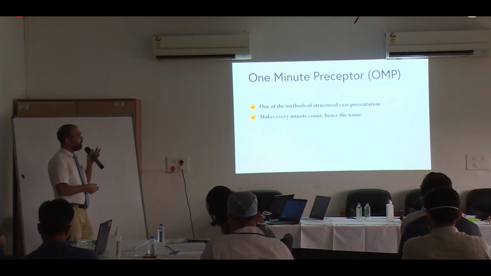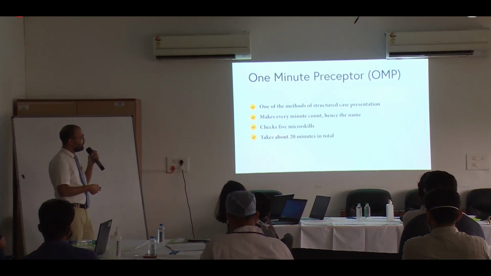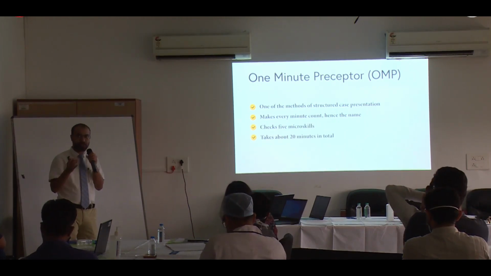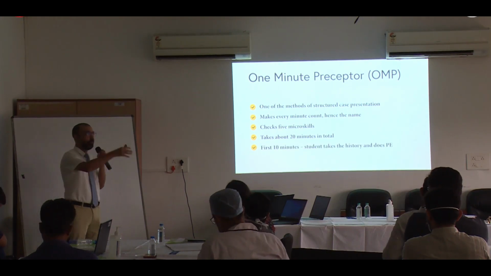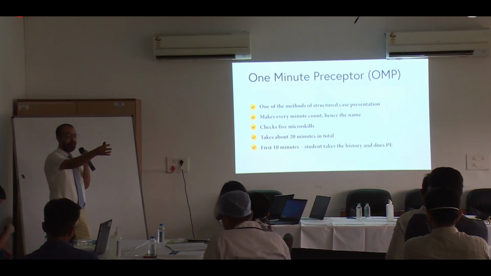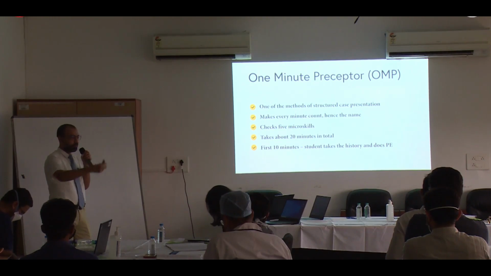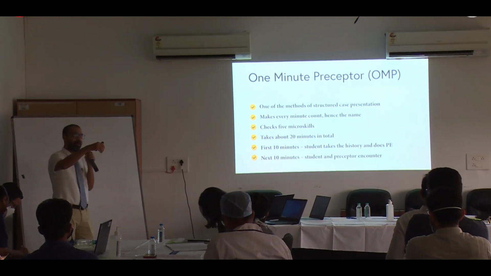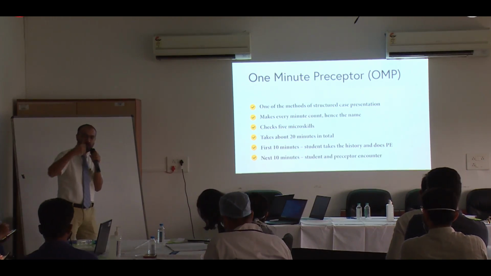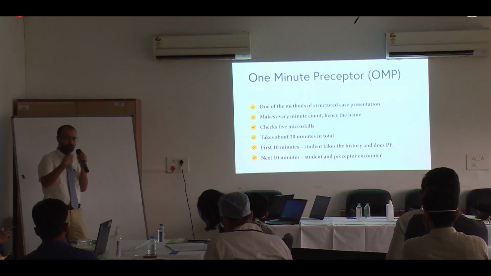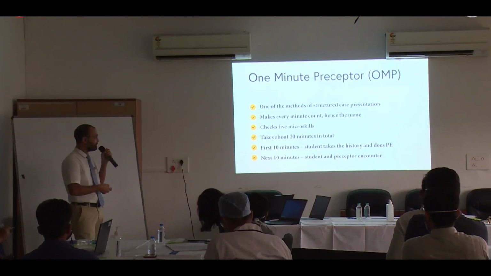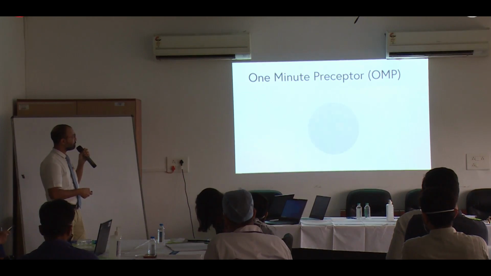It makes every minute count, and that is why it is the name. It checks 5 micro skills, takes about 20 minutes in total. So about 10 minutes where the student will spend time with the patient. That's 10 minutes about history taking. And 10 minutes where the patient will be sent, and then the student will come to you, and then finally you both will spend 10 minutes in the encounter.